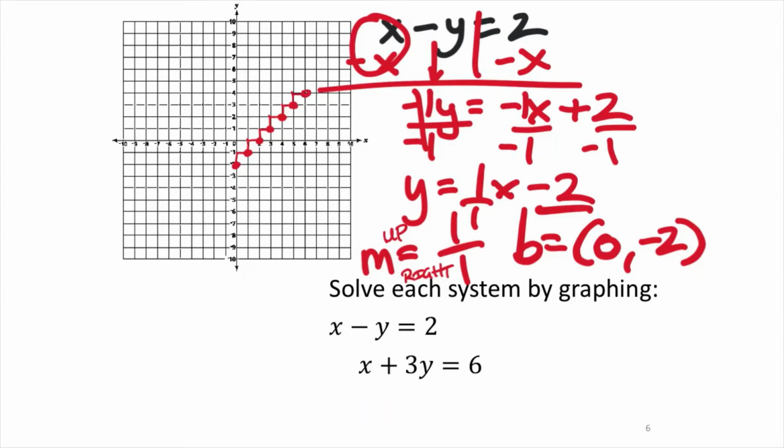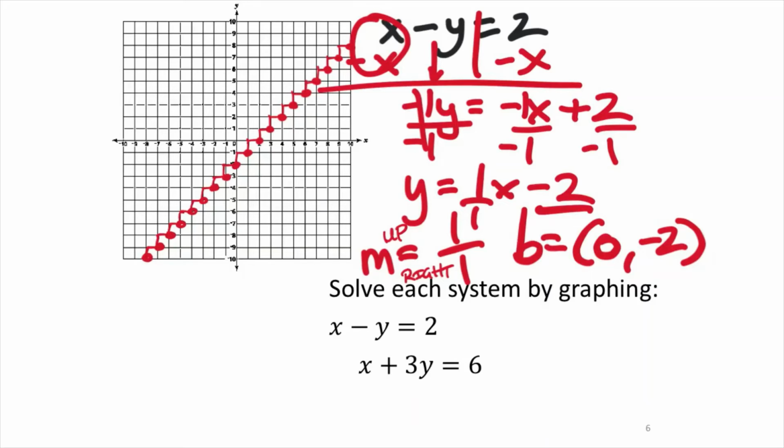Up 1 to the right 1. Up 1 to the right 1. And we get all these points. Okay, I can go the other direction on the graph also. Instead of up 1 to the right 1, I'll go left 1 and then down 1. See how that makes that same stair-step pattern, which is what we want. Left 1, down 1, left 1, down 1. So that was a lot of points to put on the graph, no problem.